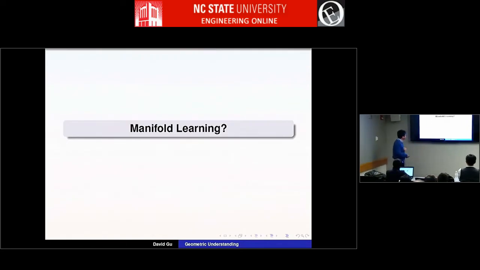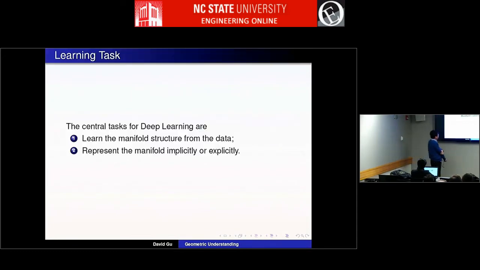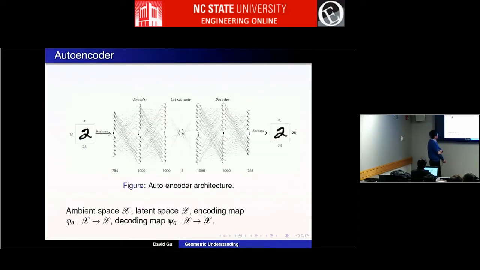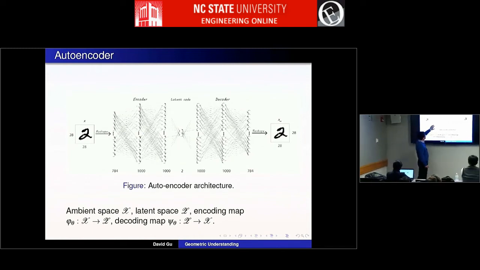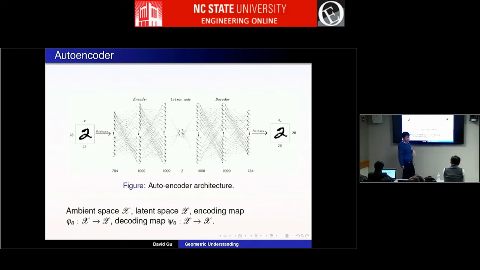Then the first task: how does deep learning learn a manifold? There are many ways, right? The most common way is using an autoencoder. Basically, we treat each image as training data. We have a symmetric network structure, and then we have a bottleneck, so that the dimension of the bottleneck gives you the dimension of the latent space.